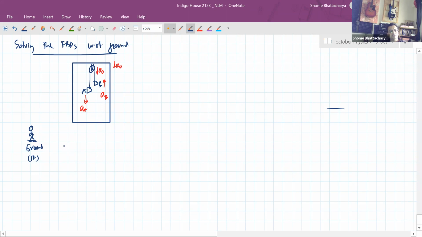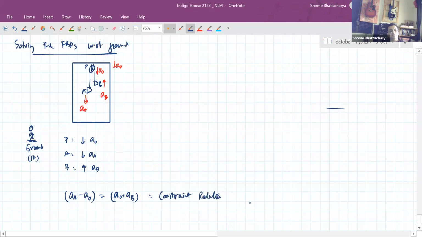So with respect to the inertial frame, the pulley has a downward acceleration of A0. The block A has a downward acceleration of AA, and the block B has an upward acceleration of AB. Now because the thread length is constant, you can see AA minus A0 should be equal to, on the other side, A0 plus AB. This is like a constraint relation. Do you agree with this? It's coming from the thread length concept.